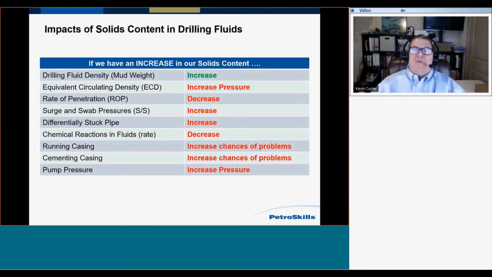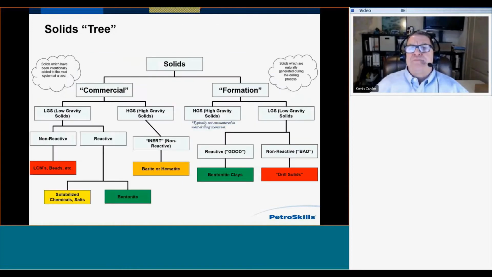And of course, then if we have an increase in ECD, we have an increase in pressures, obviously our pump pressure is higher by the increase in solids. It is a more dense fluid. It's a heavier fluid. And so that creates some issues for us, which we'll want to make sure that we address with the increase in solids in our fluid.